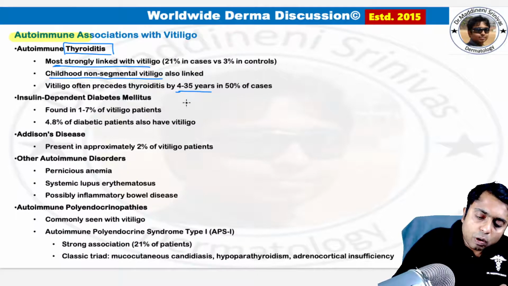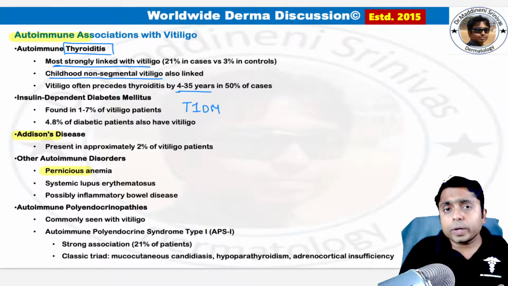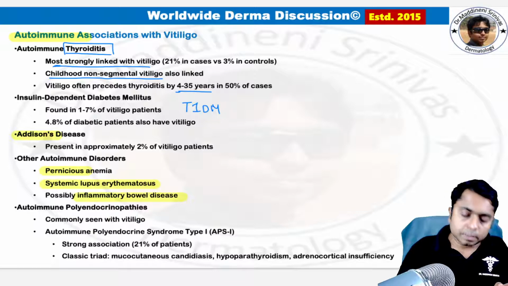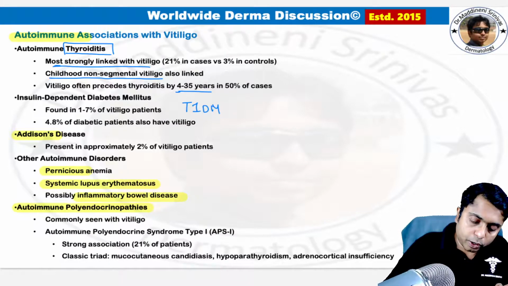The patients can also have type 1 diabetes mellitus, and there can be an association with Addison's disease and other autoimmune conditions like, for example, pernicious anemia, systemic lupus erythematosus, and inflammatory bowel disease. There can also be an association with autoimmune polyendocrinopathies.